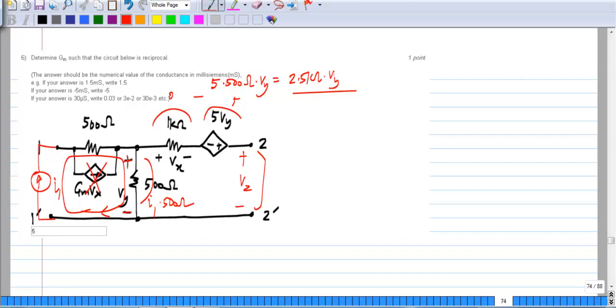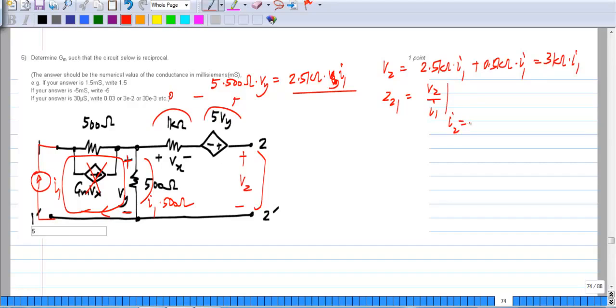Okay. So V2 is 2.5 kilo ohm times I1 plus half a kilo ohm times I1, which is 3 kilo ohm times I1. Okay. So Z21, which is V2 by I1 with port 2 open, is 3 kilo ohms.